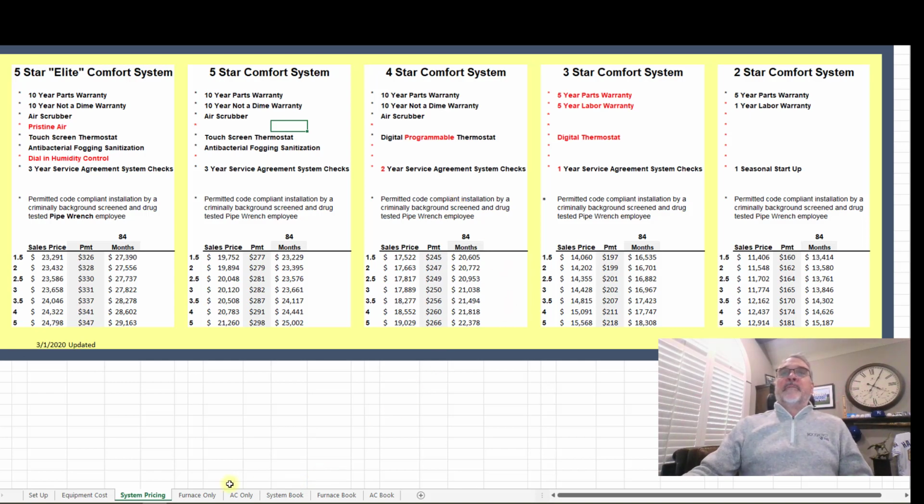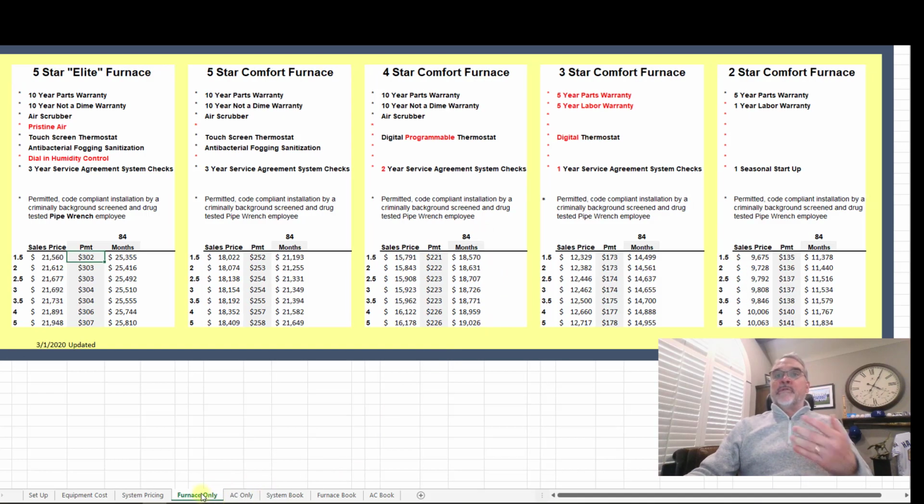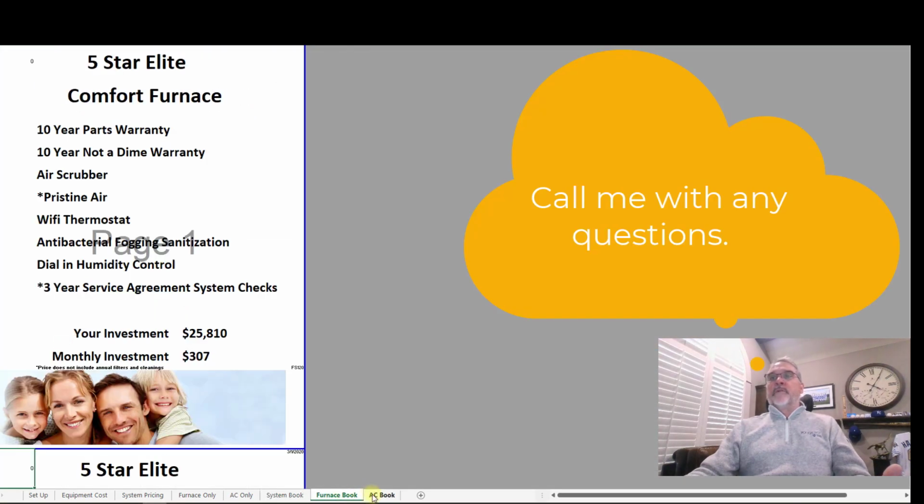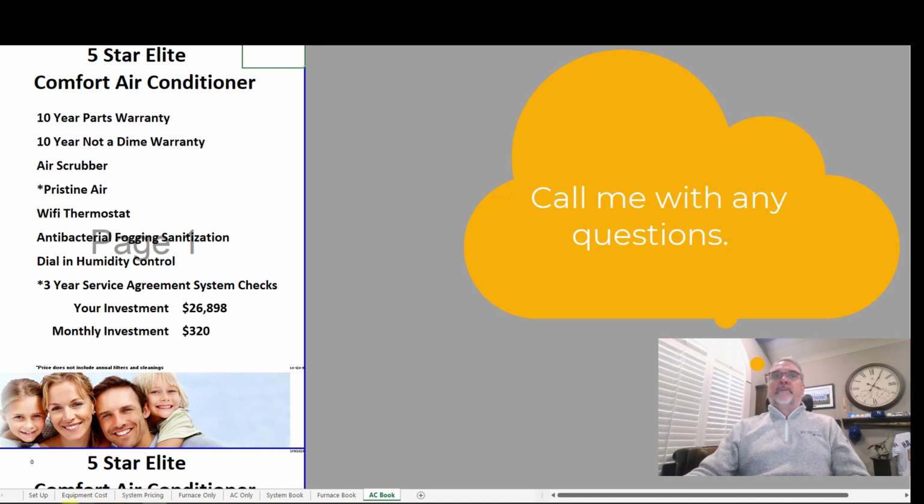All right. So from there, that's where we're at. So you can also sell a furnace only, and you also have the opportunity to sell an AC only. And now here's a system book, and then here's a furnace book, and here's an AC book. So all of this is at your hands, it's at your fingertips, and I look forward to it.